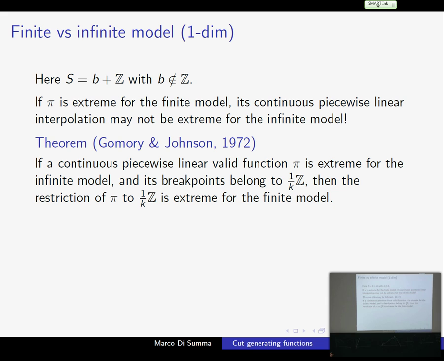So you can go from the infinite model to the finite model and preserve extremality if you restrict to a grid that contains all the breakpoints, assuming your function is nice, continuous and piecewise linear.